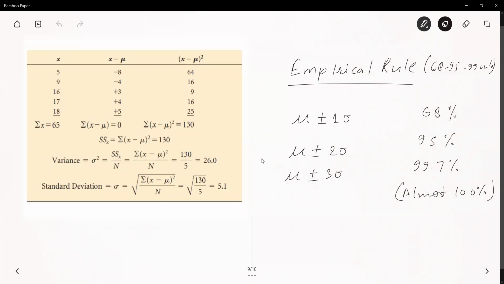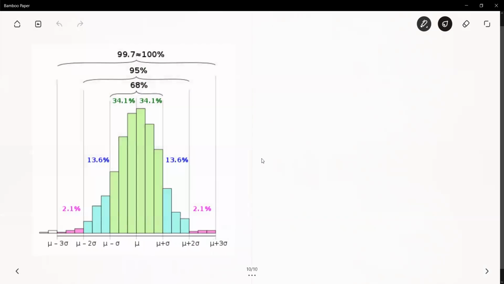Your mu is 13 and your standard deviation is 5. So mu plus minus 1 standard deviation, now this is a dummy data set, but you can relate to this. 13 plus minus 5.1 is going to give you a value between 7.9 is less than or equal to x is less than or equal to 18.1. So 68% of the data is going to be covered in this region, between 7.9 and 18.1.